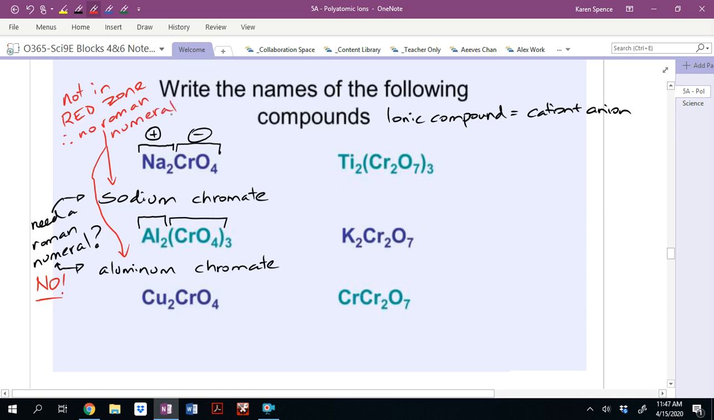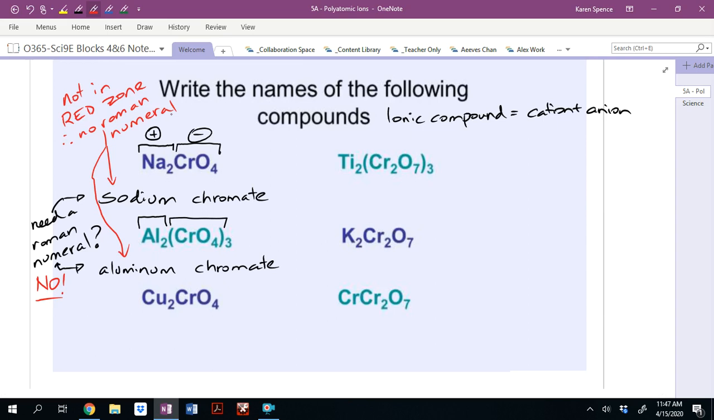Whoa, Miss Spence, I have lost my periodic table with the red zone. It is posted on Schoology, and I will make sure I also post it on Teams. I'm going to put it in our file in Teams, so you can go to class materials, or I think it's called files. There will be a file there that says periodic table with red zone, and you can download that for yourself.